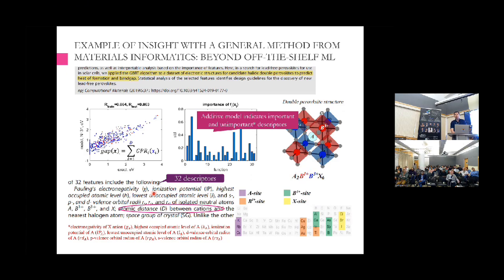which consist of atomic parameters like electronegativity, radii of different s, p, d, f orbitals, ionization potentials, and distances between cations and the nearest halogen atom. So this forms a descriptor of chemical composition and structure, and from that set of descriptors, I'll be learning the band gaps and the formation energies. I'll be using my new method and we'll compare it to something else.